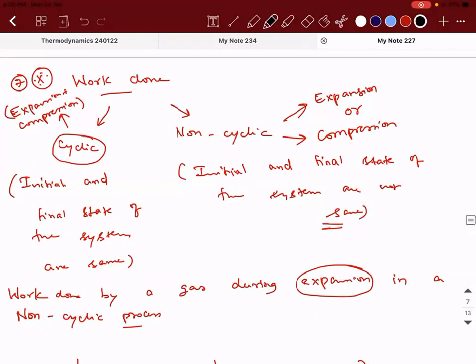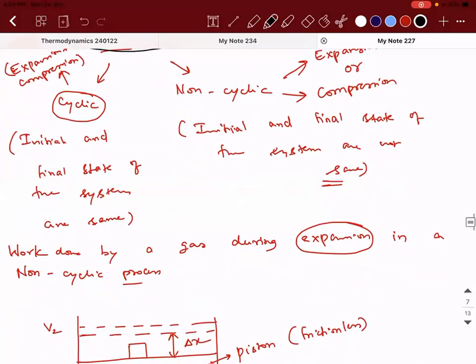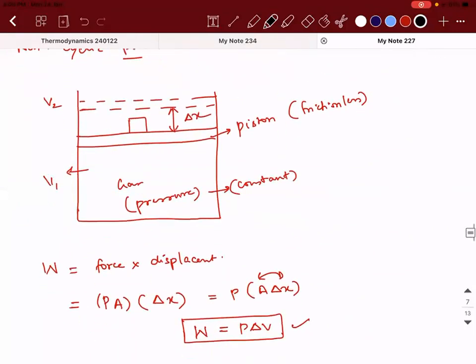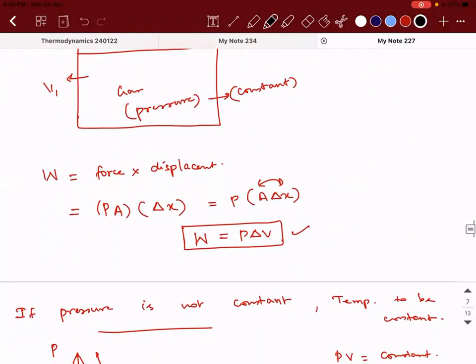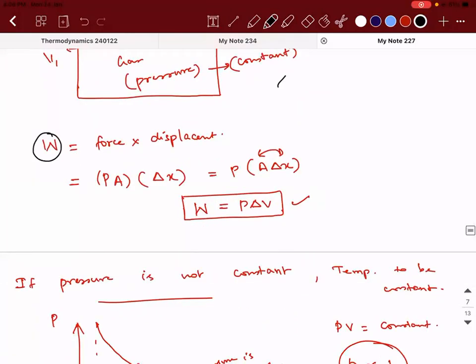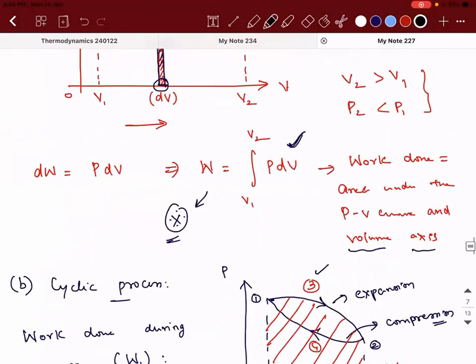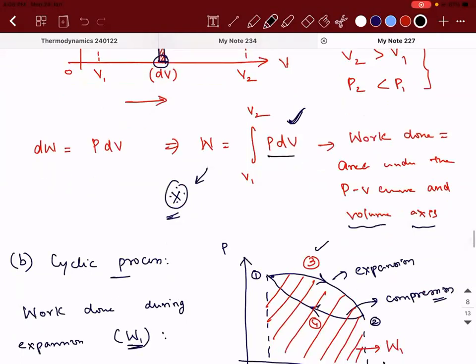Then we saw an important term called work done, right? When you talk about work done, we try to calculate it for both cyclic and non-cyclic processes. For a non-cyclic process, we understood that under constant pressure, work is defined as P delta V, and under variable pressure, work is defined as the integral of P dV from V1 to V2.